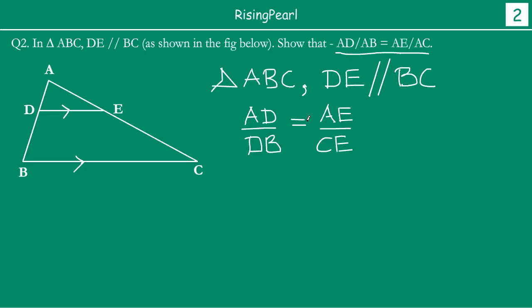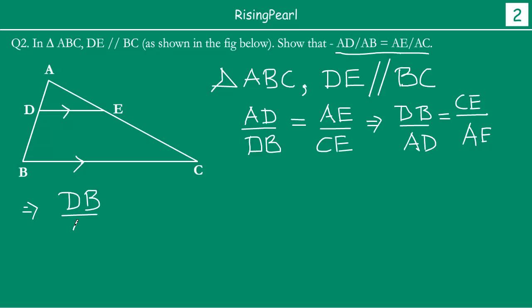Now if these ratios are correct, this implies their reciprocals will also be equal. So DB by AD must be equal to CE by AE. Now we want to add the number 1 on both sides. So we have DB by AD plus 1 is equal to CE by AE plus 1.